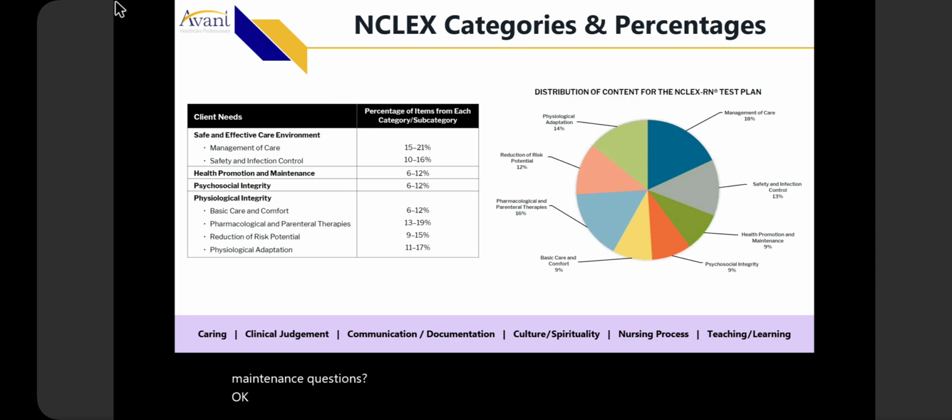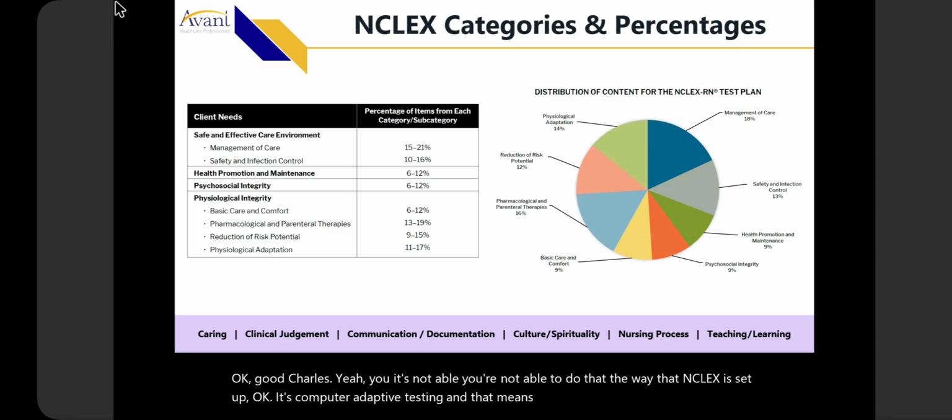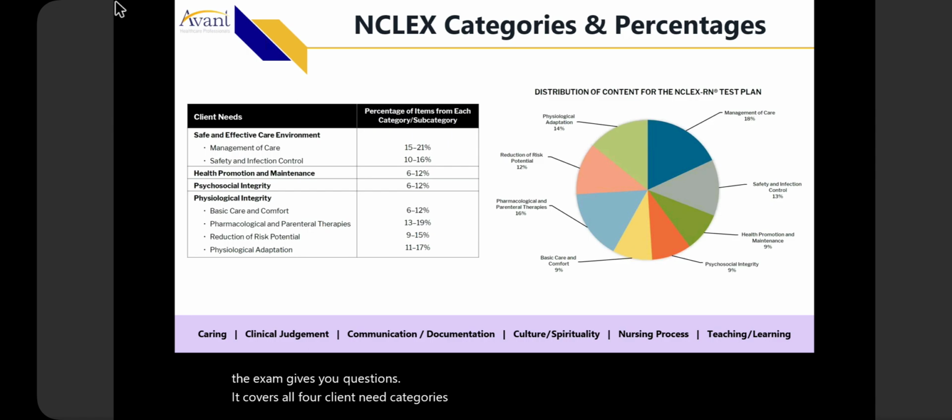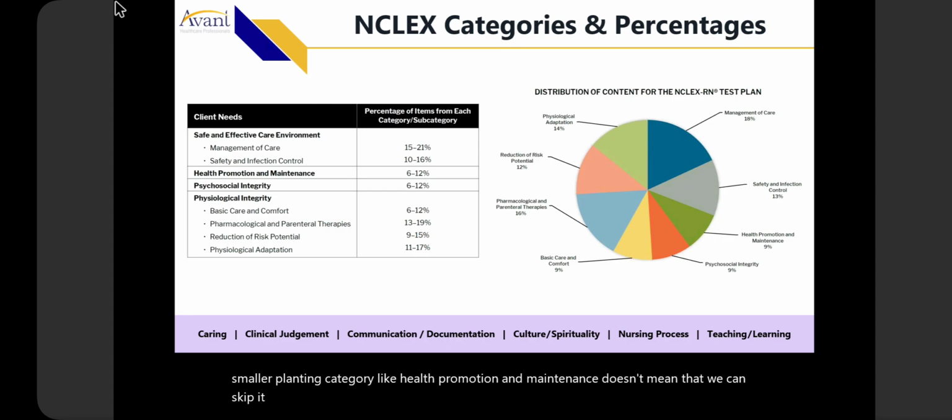Okay. Sheena's got it right. Okay, good, Charles. Yeah, you're not able to do that. The way that NCLEX is set up, okay, it's computer adaptive testing. And that means that the next question you get is based on how you answer the current question, okay? And they make sure that the way the exam gives you questions, it covers all 4 client need categories, okay? So what that means is that just because it's a smaller client need category, like health promotion and maintenance, doesn't mean that we can skip it. We've still got to be able to answer that information, okay?